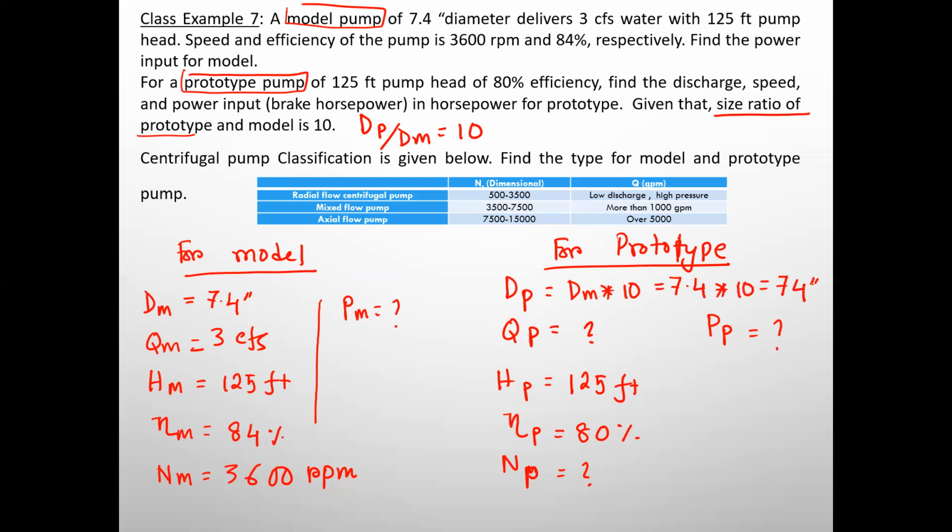So we need to find power for model and power for prototype. Additionally, we need to find discharge and the rotational speed for the prototype also. And then we need to find the type for model and prototype using this chart. Okay, let's start working on that.